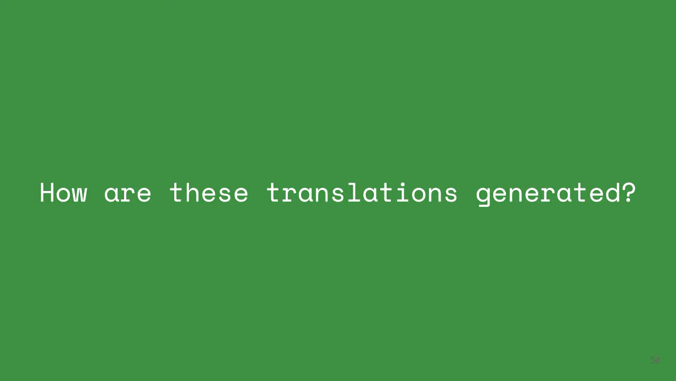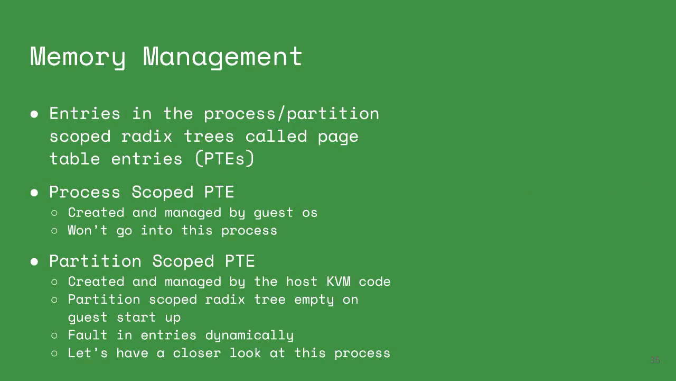All right, but how are these translations actually generated? I just said these tables start out empty. So how do we go about creating one? So entries, as you probably all know, in these tables or radix trees, are called page table entries or PTEs. The partition scope PTEs are set up and managed by the guest, and I'm not going to go into this process. What I am going to focus on is the creation of partition scope PTEs, which are managed by the host KVM code. And like I said, these are empty and generated dynamically as we go about running the guest and having to translate addresses.